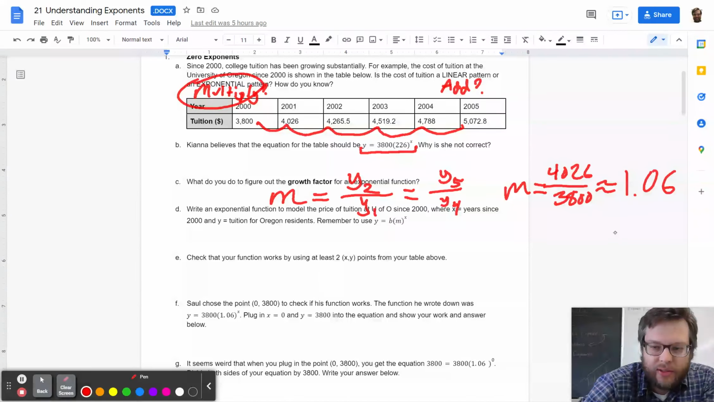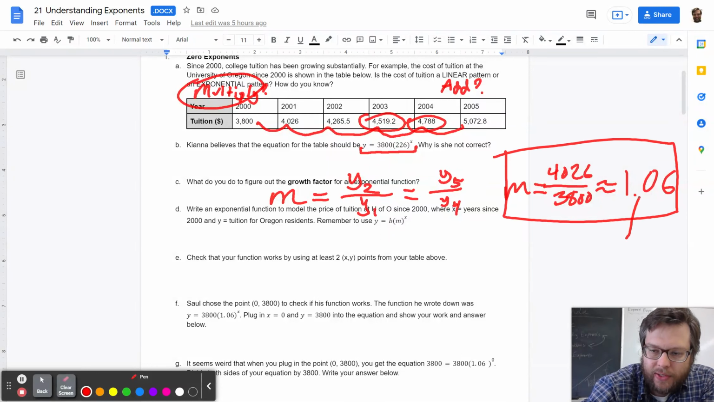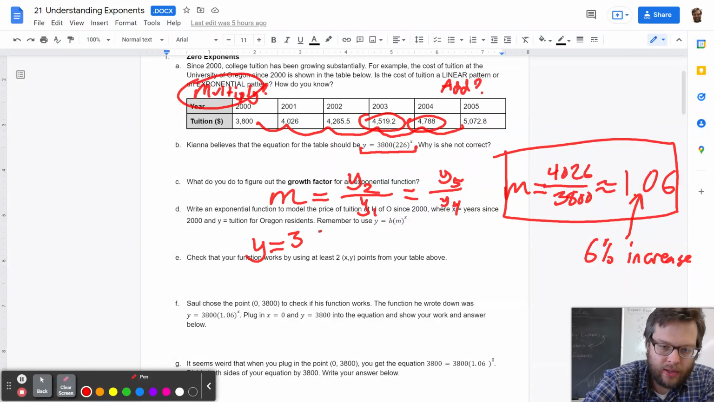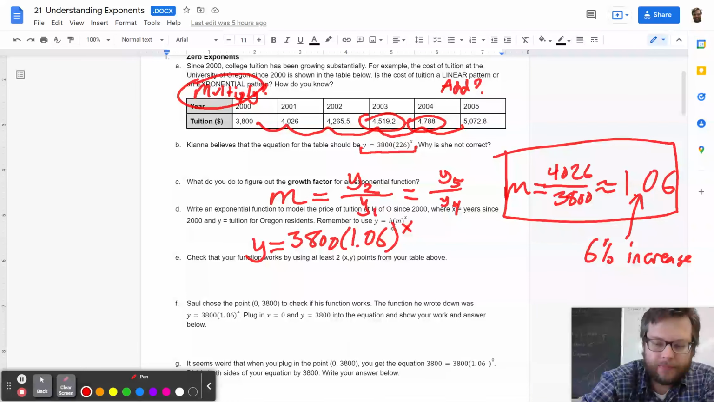You'll also find the same thing is true if I did 4788 divided by 4519.2. Any two consecutive y values have a growth factor of 1.06. What that represents is a 6% increase, because 6% as a decimal is 0.06, and multiplying by a number bigger than 1 will increase your value. So the equation to model the tuition then is y equals 3,800 times 1.06 to the x.